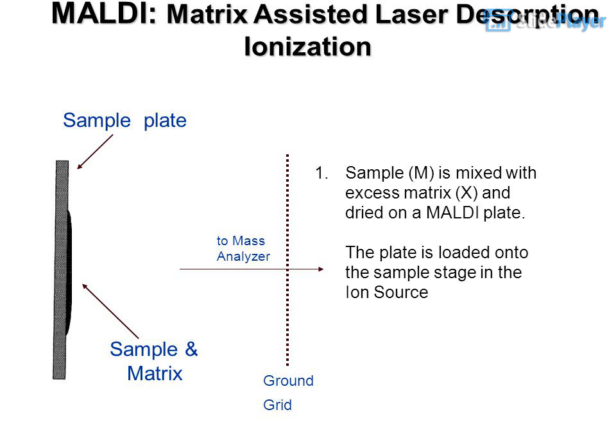Sample plate. hν. Sample, M, is mixed with excess matrix, X, and dried on a MALDI plate. The plate is loaded onto the sample stage in the ion source. To mass analyzer. The ground grid defines the end of the ion source and the beginning of the mass analyzer, the flight tube. Sample and matrix. Ground grid.